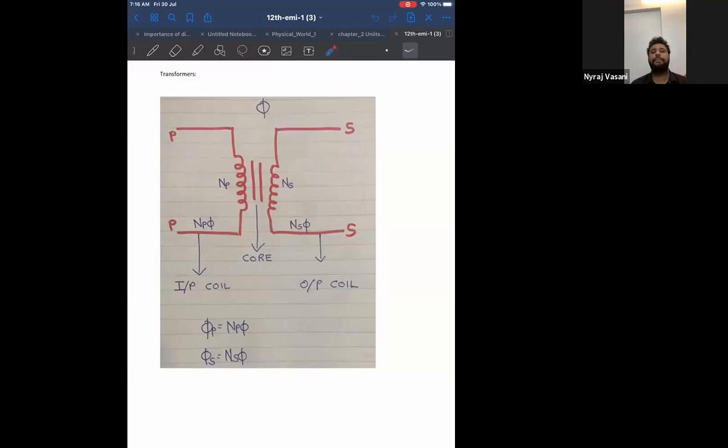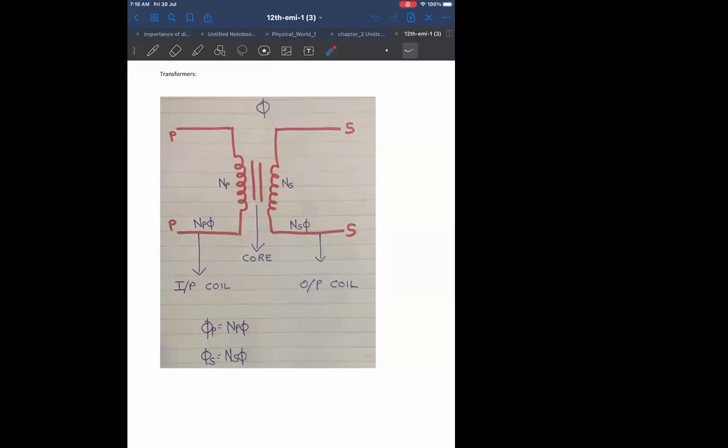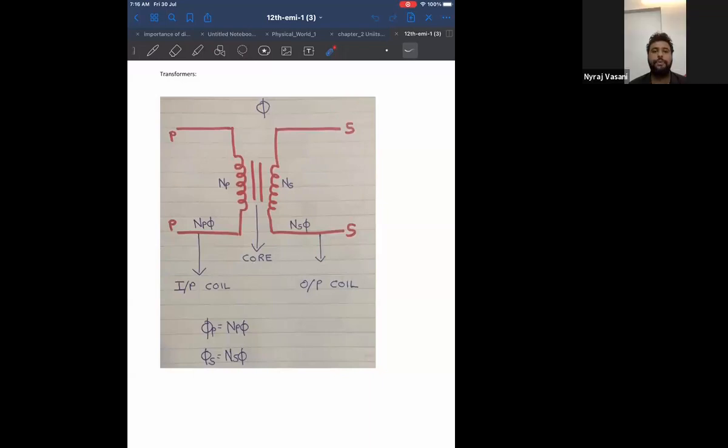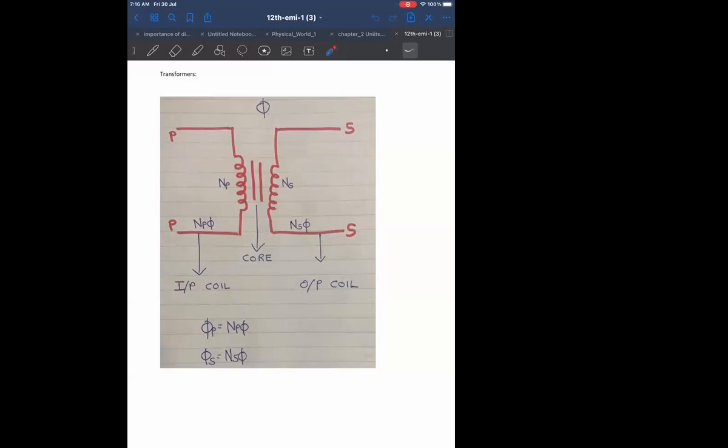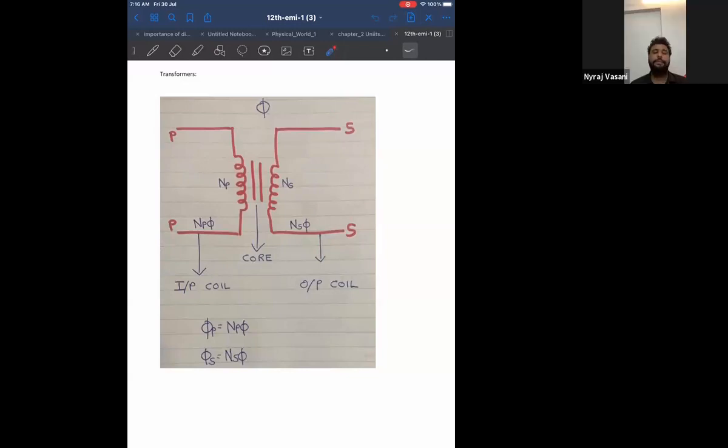And the second point is that a transformer works only on alternating current. It doesn't work on direct current. Is it clear? These two are the points you should know for a transformer. What is the first point? That it works on the principle of mutual induction. And secondly, a transformer works only on alternating current.